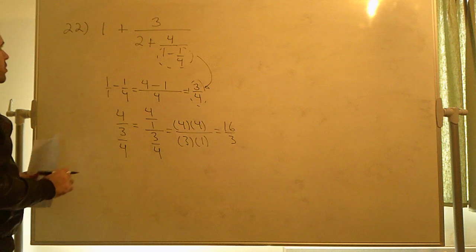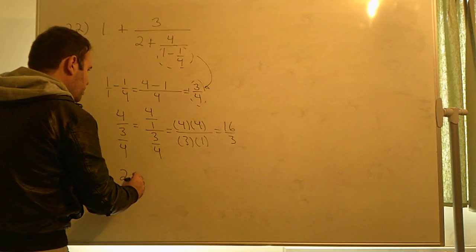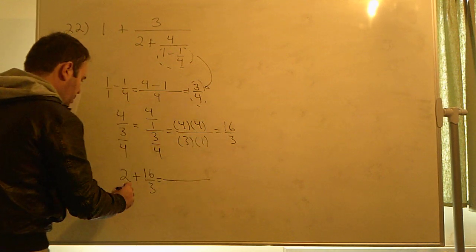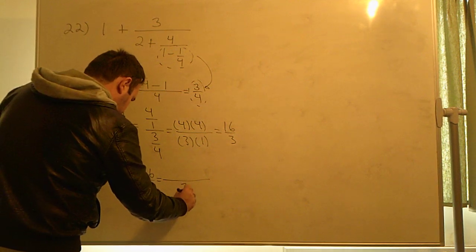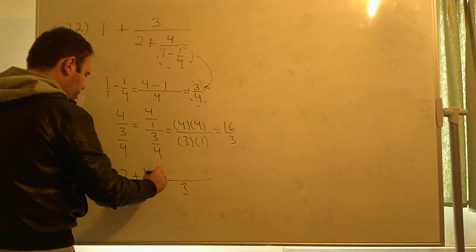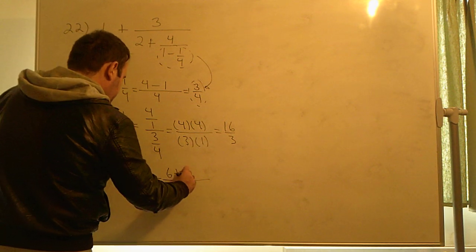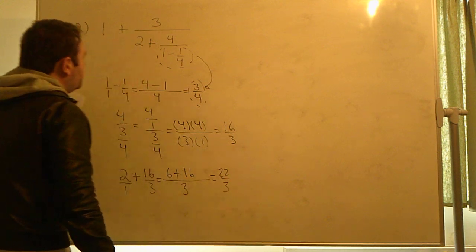And now we're going to add up 2. So this would be 2 plus 16/3. 2 has a denominator of 1, so the least common multiple would be 3. 3 divided by 1 is 3 times 2, 6, plus 3 divided by 3 is 1 times 16, 16, and this would be 22/3.